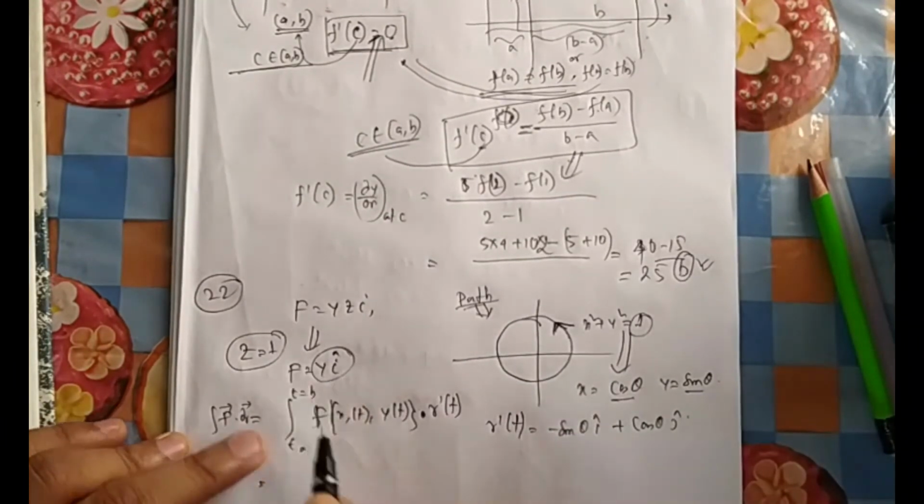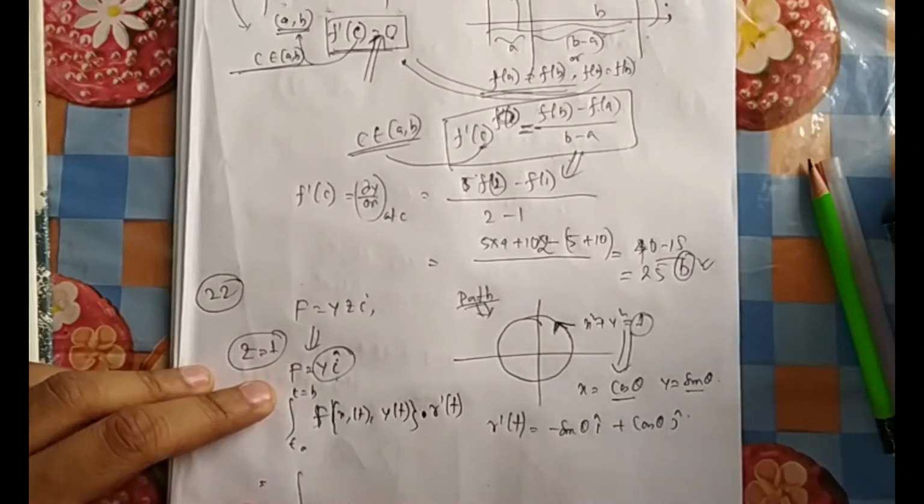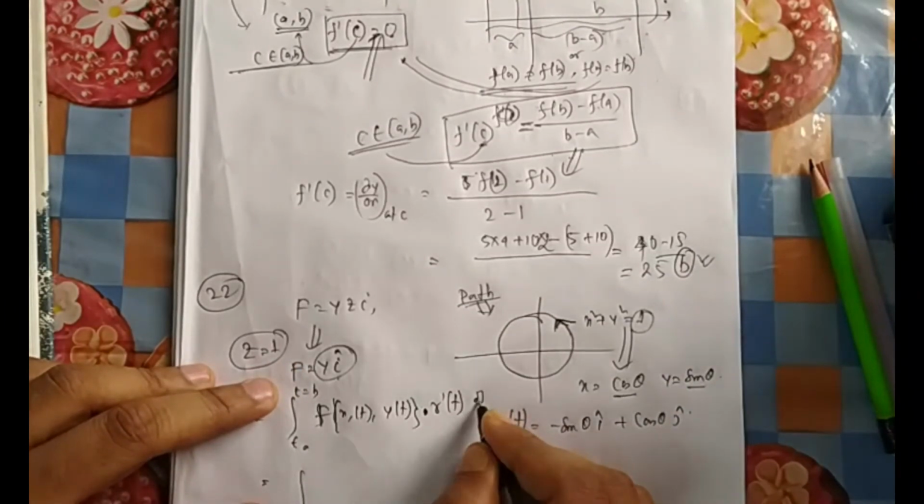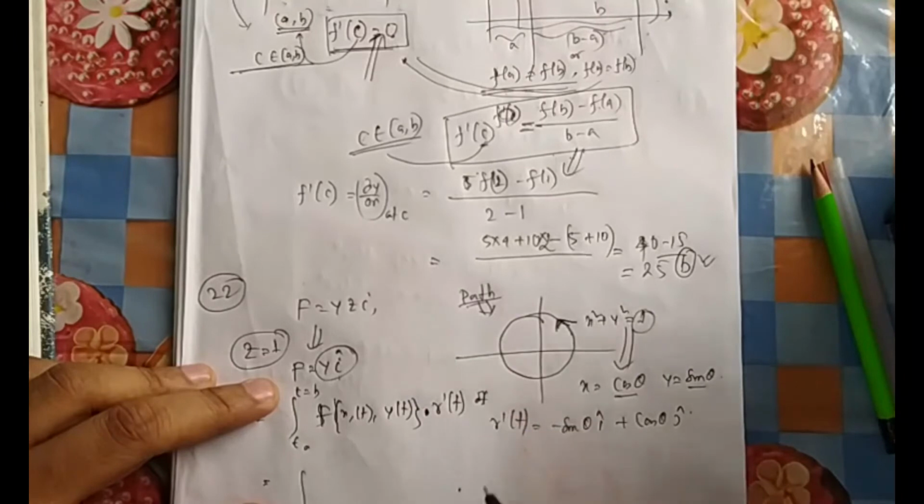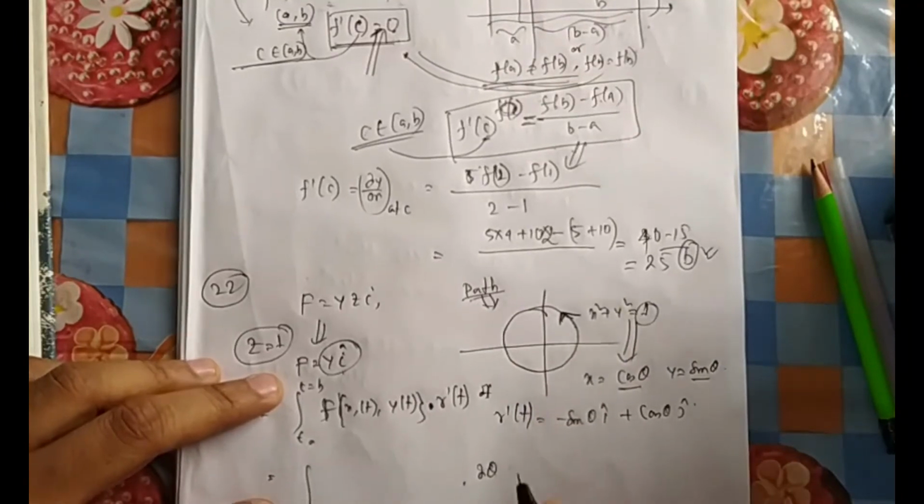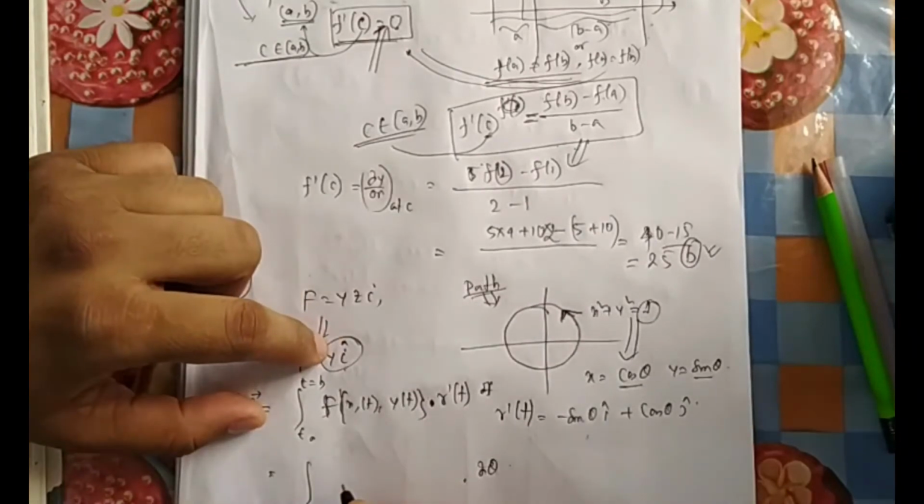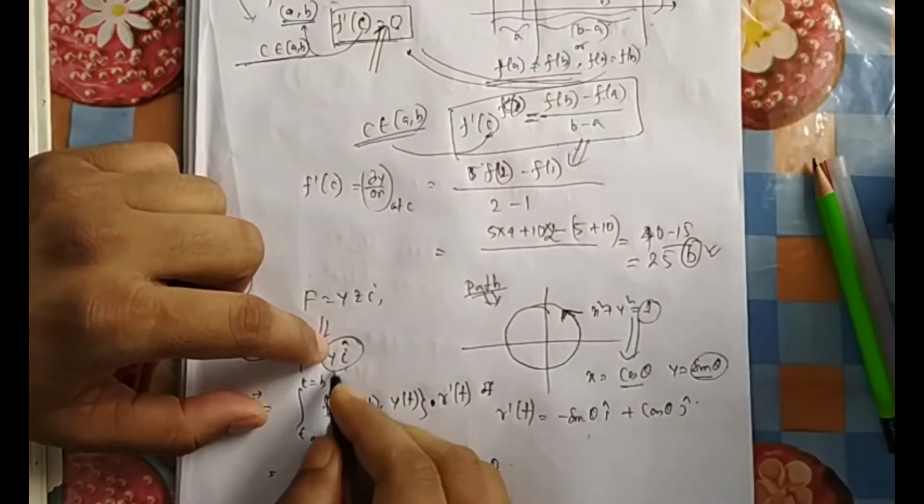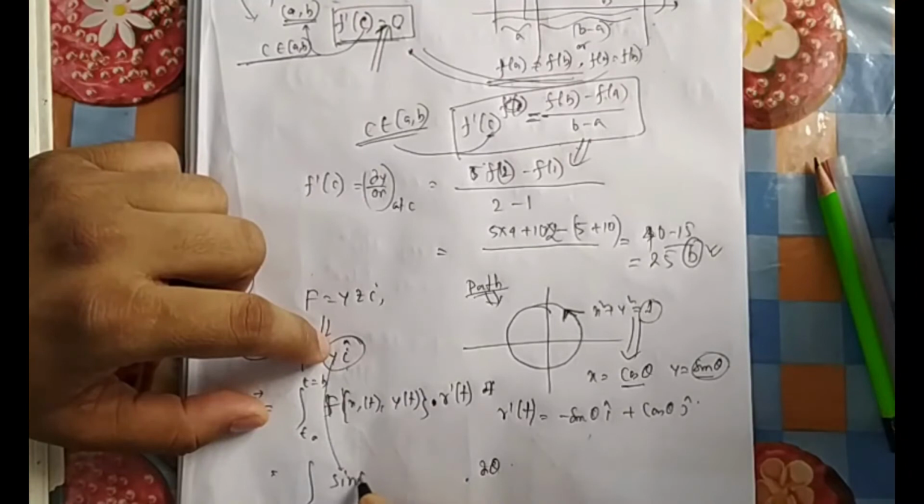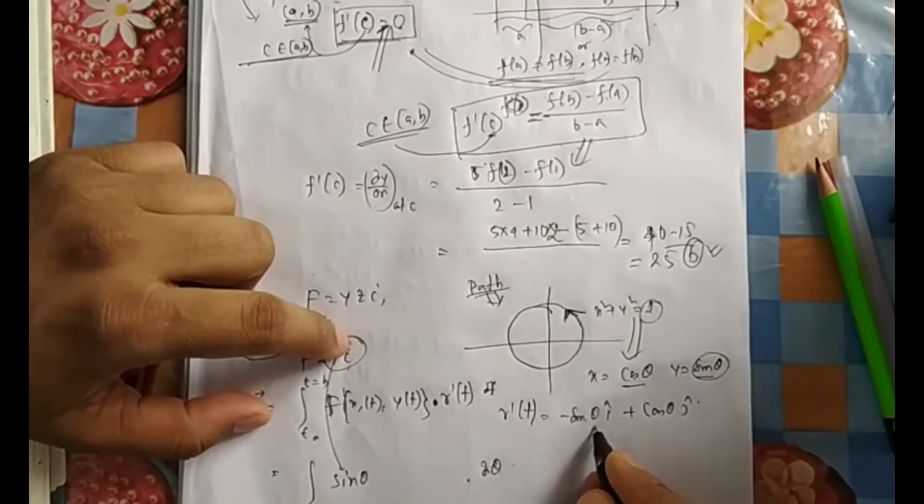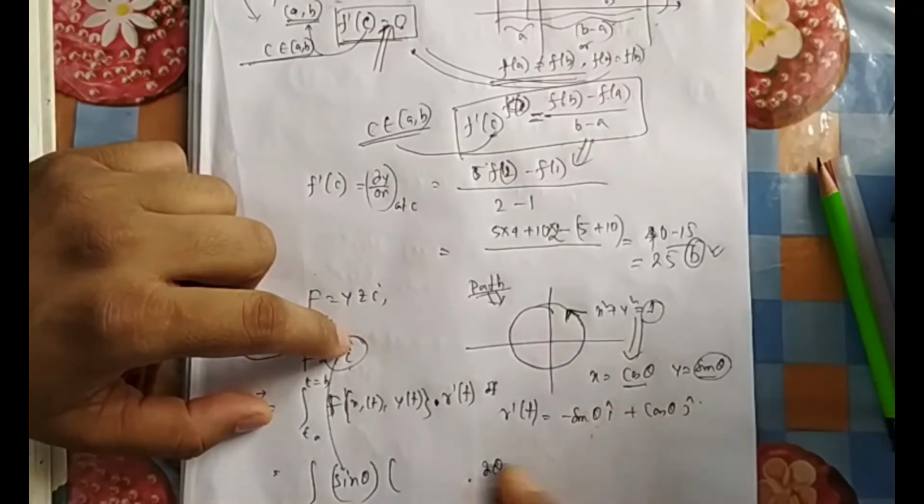This is your y i, so y i will be there, only the limit I will put, and dt. So here it is theta, so it will be d theta. And if you do the dot product, then it will be y into minus sin theta. So y is what? y is your sin theta. So this y is sin theta, sin theta i cap dot minus sin theta i cap.